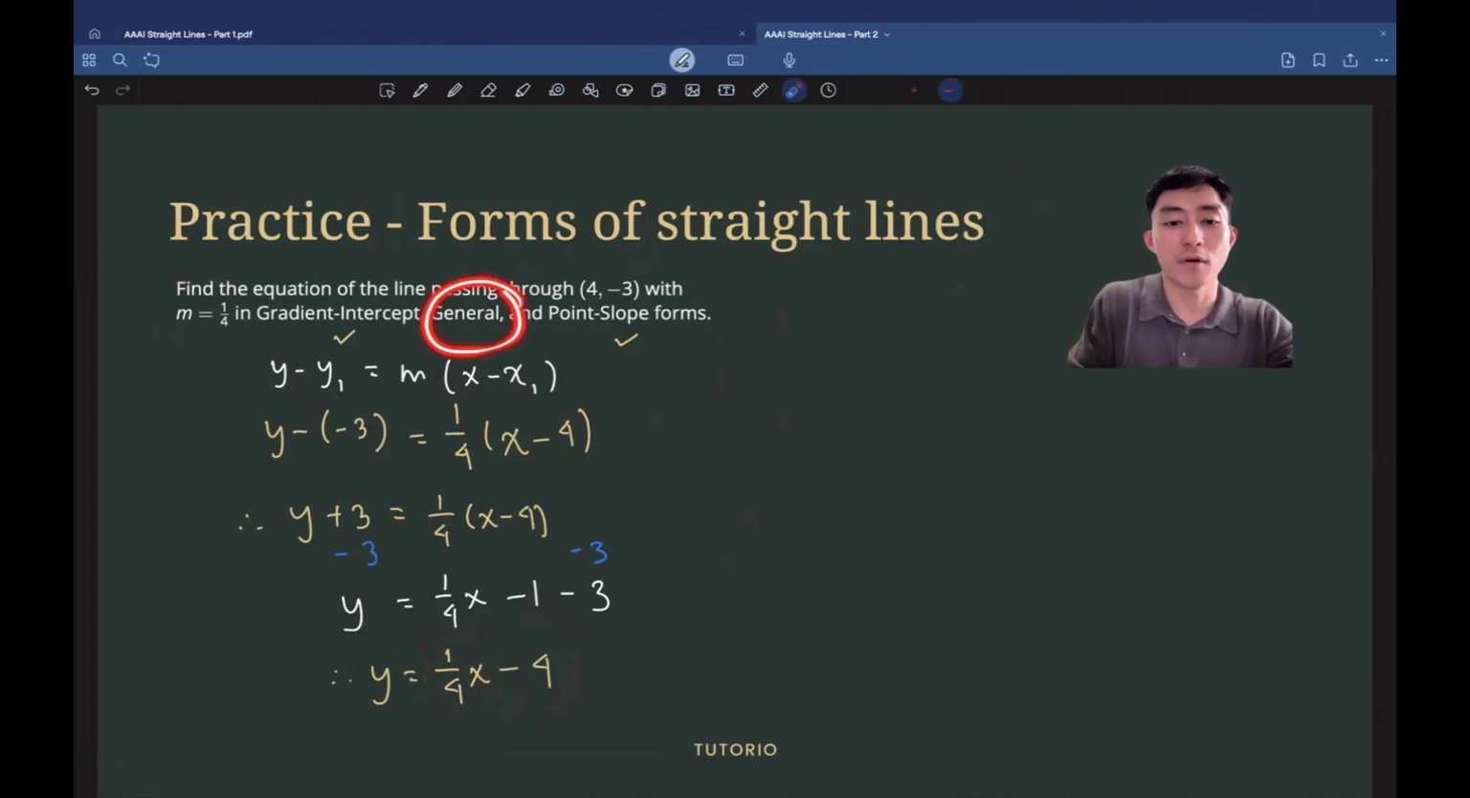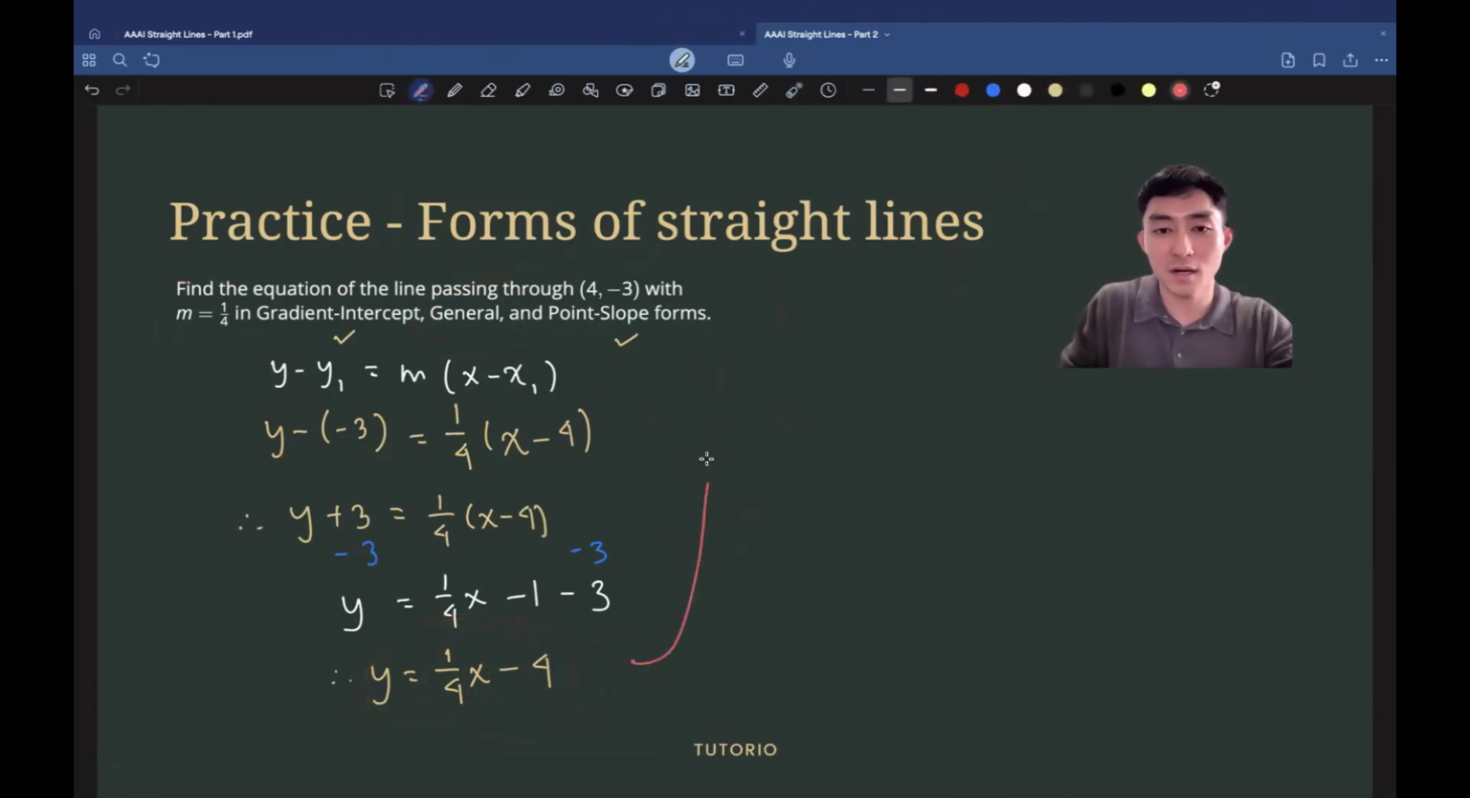All right, general form. From here, we can tidy up into general form. What we need to do is multiply all these terms by 4, because we want to kick out the denominator. So we multiply by 4. 4 times y becomes 4y, and then 4 times x over 4 is x, and then minus 4 times 4 becomes minus 16.